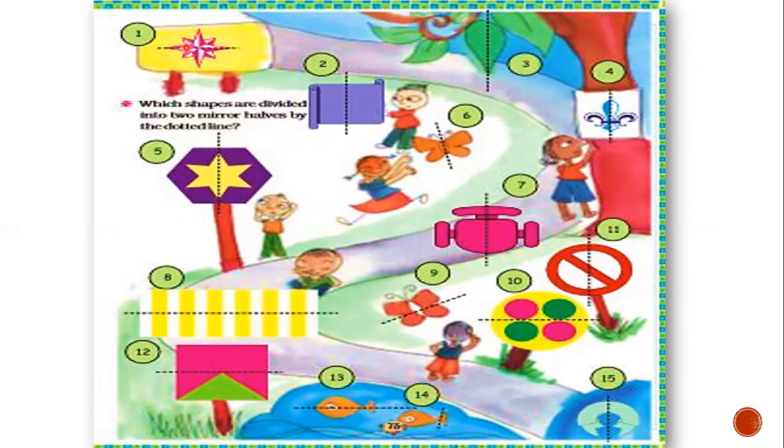See, first figure, the dotted line is given horizontally. Here you can see the dotted line. This dotted line divides it into two symmetrical halves, but the color will not be the same. So we cannot take this figure as the mirror half of the other one. Shape-wise, it is symmetrical. But if we see the color, it will not be symmetrical. So there you can put a cross mark. That means the first figure is not the mirror half. You cannot divide the first figure into two mirror halves.